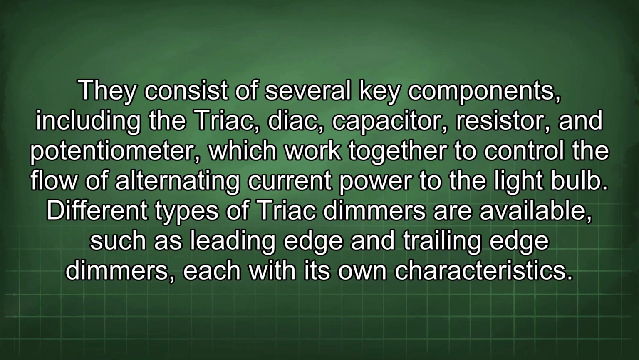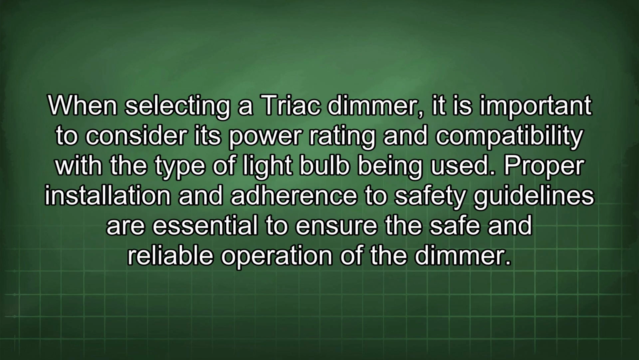Different types of triac dimmers are available, such as leading edge and trailing edge dimmers, each with its own characteristics. When selecting a triac dimmer, it is important to consider its power rating and compatibility with the type of light bulb being used. Proper installation and adherence to safety guidelines are essential to ensure the safe and reliable operation of the dimmer.